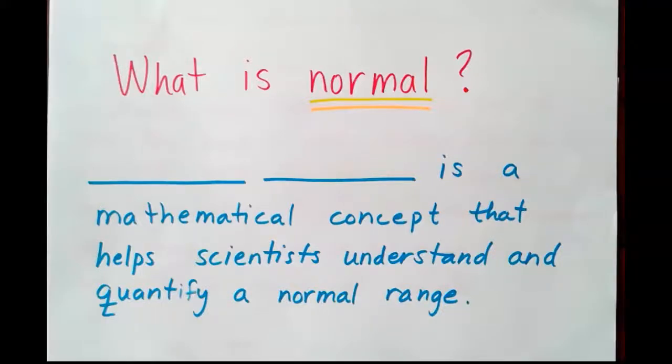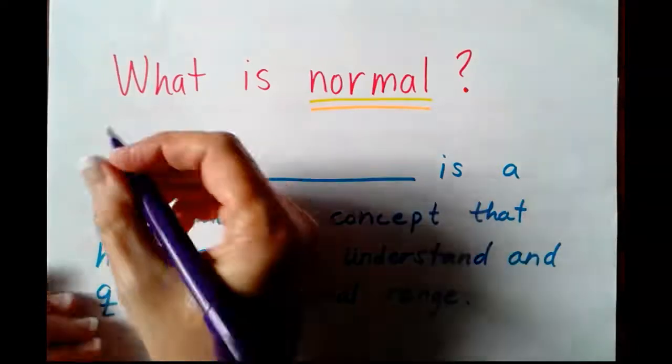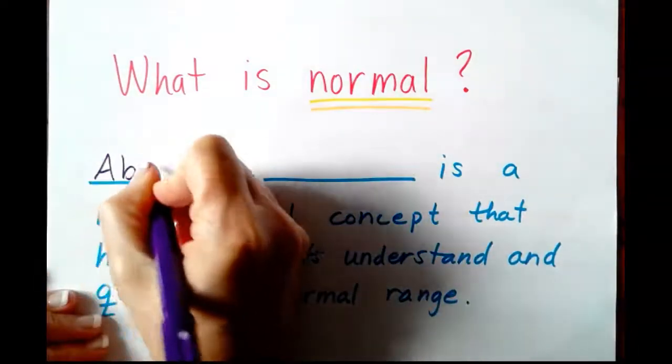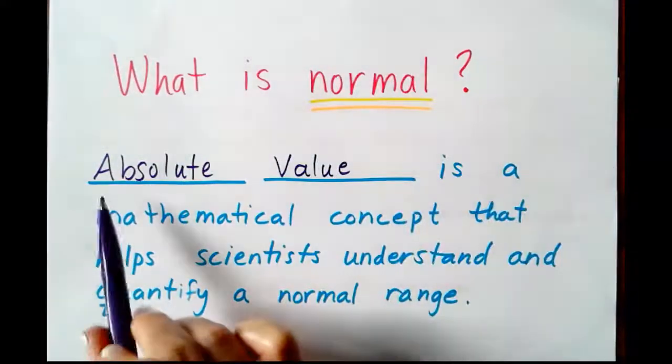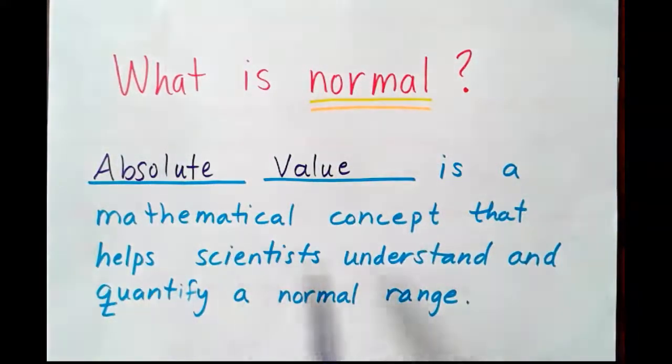So in this video, we're going to discuss for just a few minutes about what is normal. What is mathematically normal? So whenever we're thinking about what is normal, we're going to consider absolute value. Absolute value is a mathematical concept that helps scientists and mathematicians understand and quantify a normal range.